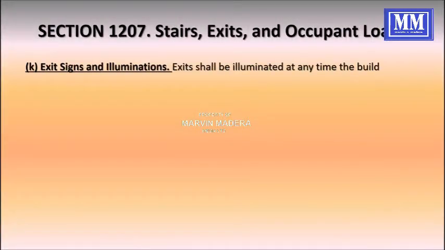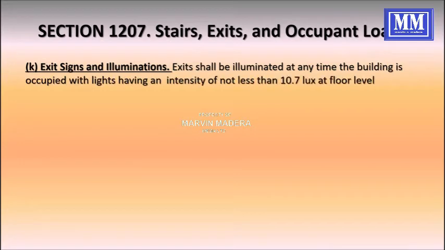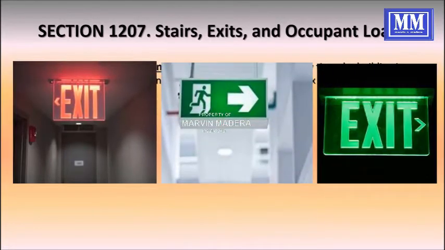Exit signs and illumination. Exits shall be illuminated at any time the building is occupied with lights having an intensity of not less than 10.7 lux at floor level. We have here a sample of an exit sign that will lead the occupants to the direction of the exit. It should be clearly visible by putting it with lights.